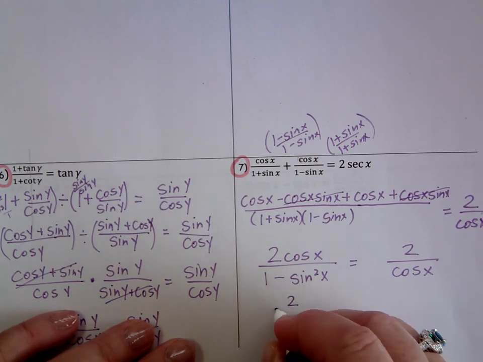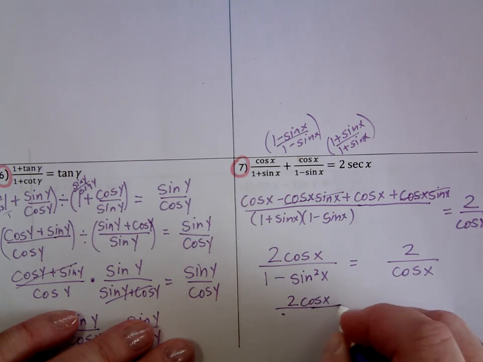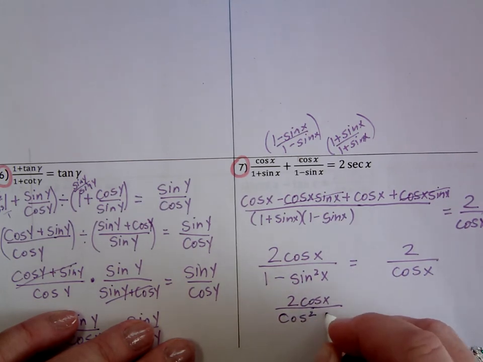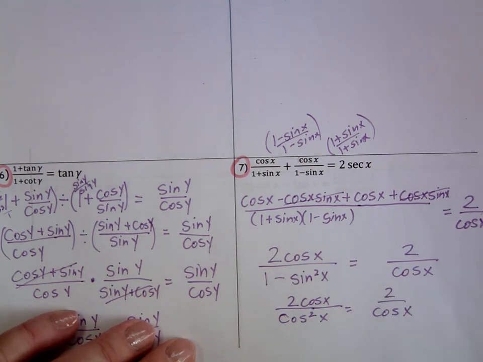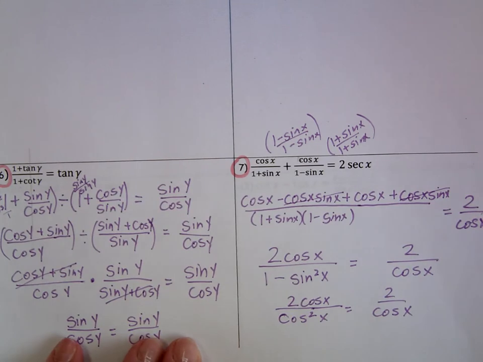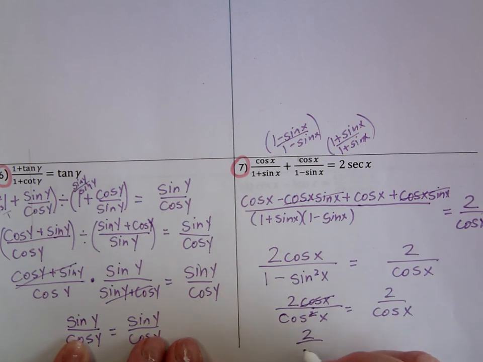So on the left I have 2 cosine of x over cosine squared x, which is supposed to equal this. And I'm right there because I have 2 cosines on the bottom and 1 on the top. They cancel 1 for 1. And I'm left with 2 over the cosine of x equals 2 over the cosine of x. That's number 7. A couple more to go.